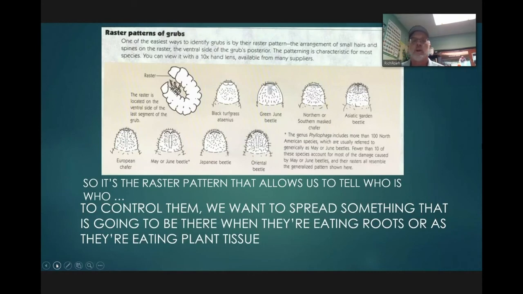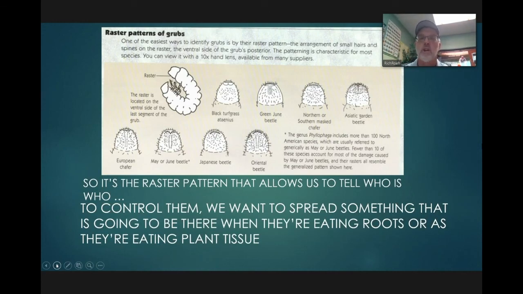If you were wondering what kind of grub you're trying to find, you can turn him over, peel him apart, and what is called the raster pattern, which is the hairs that are on his backside, will tell us who he is. Now there's a chart right up there, and if you want to memorize that and start picking up bugs and unfolding them, that's your prerogative.